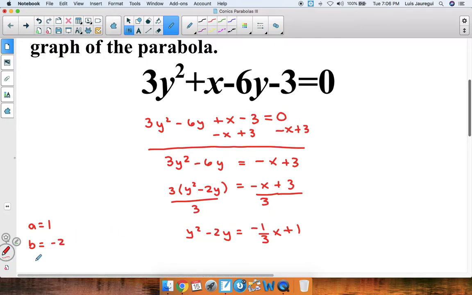And the c that will complete the square will be equal to b over 2 quantity squared. And in this case, our b over 2 will be negative 2 over 2. And then we're going to square that. So this is really negative 1 quantity squared, which is equal to 1. So we're going to be adding 1 to both sides of the equation. So this now becomes y squared minus 2y plus 1 is equal to negative 1/3 of x plus 1 plus that 1 that we're adding to complete the square.